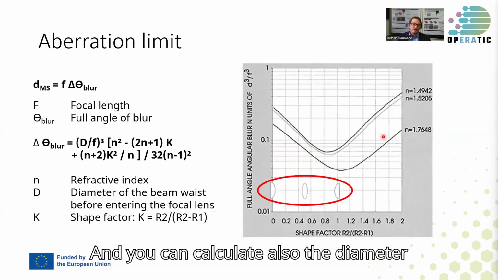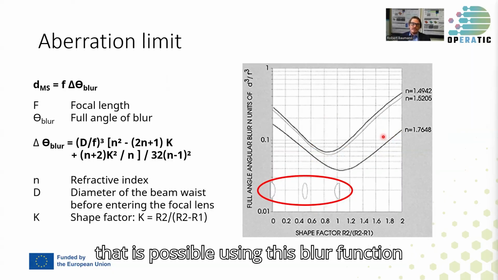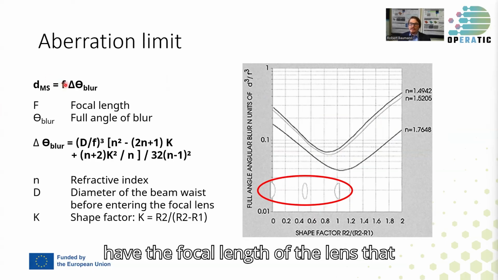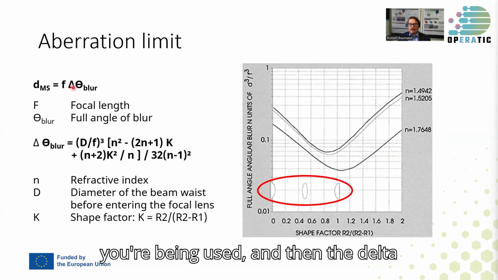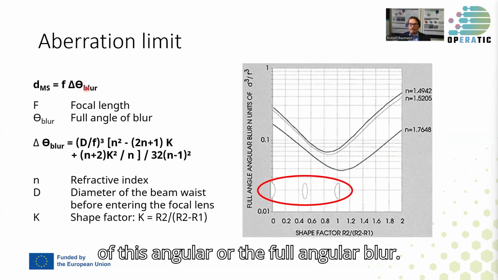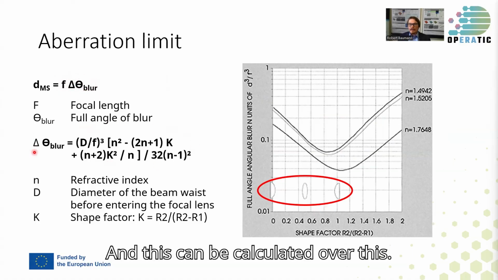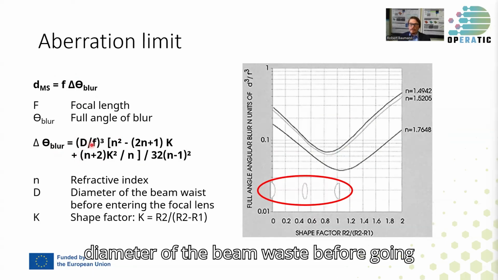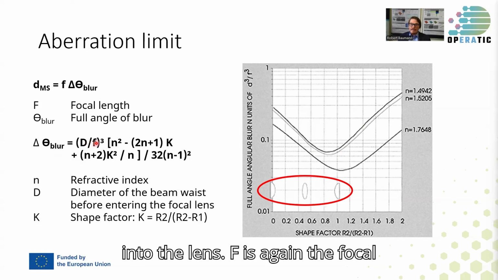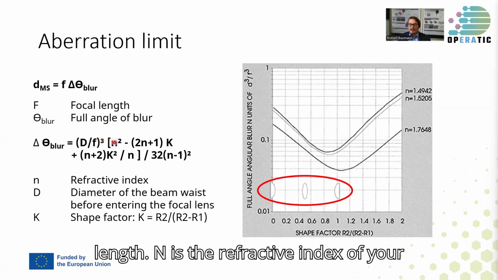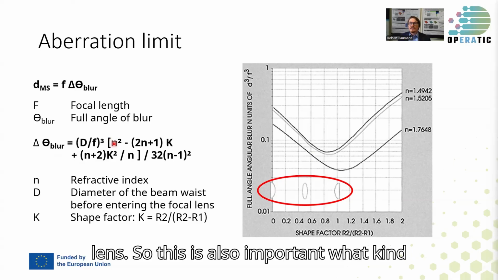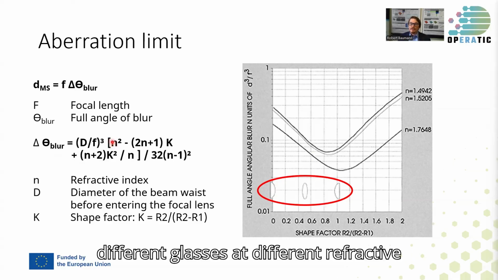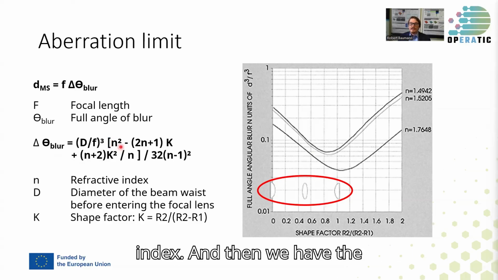And you can also calculate the possible diameter using this blur function that is shown over here. Again, we have the focal length of the lens that is being used, and then the delta of the full angular blur. And this can be calculated with this equation over here, where D is the diameter of the beam waist before going into the lens. F is again the focal length. N is the refractive index of your lens. So this is also important: what kind of lens do you have? Different lenses, different glasses, have different refractive indices.